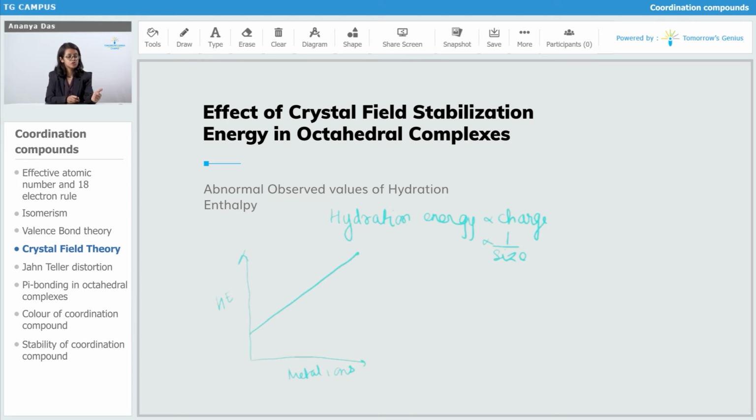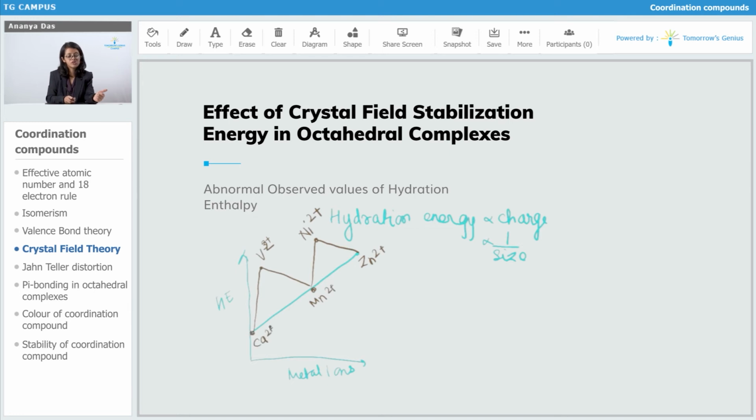But it is not so. Again we get a hill-like structure. And what is happening here? Again, at the top lies vanadium 2 positive, and here nickel 2 positive, and here Zn2 positive, here we have Mn2 positive, and here we have Ca2 positive.